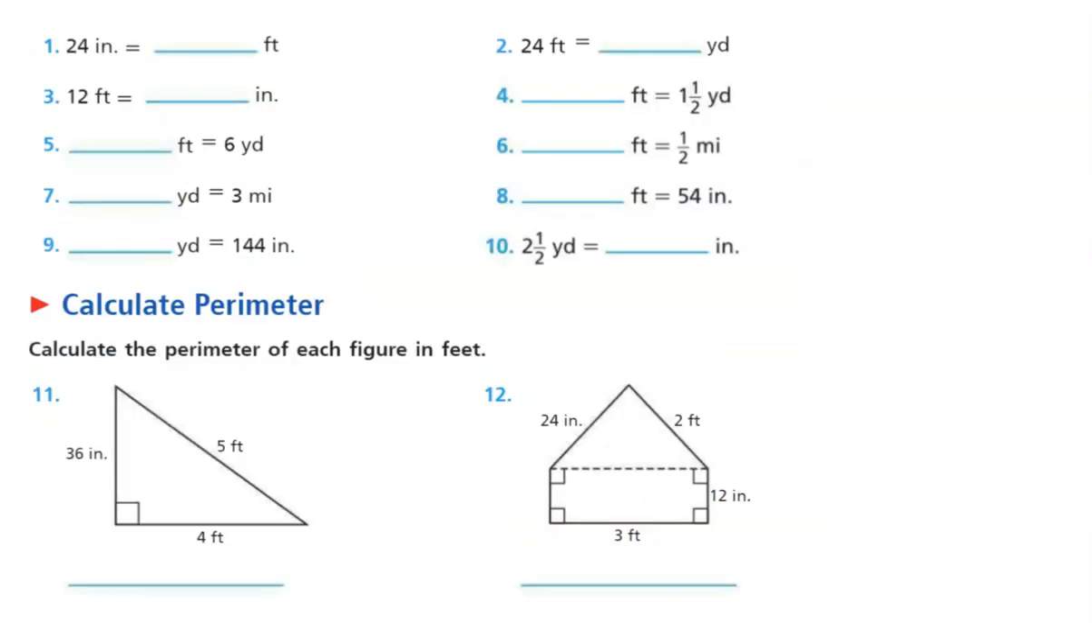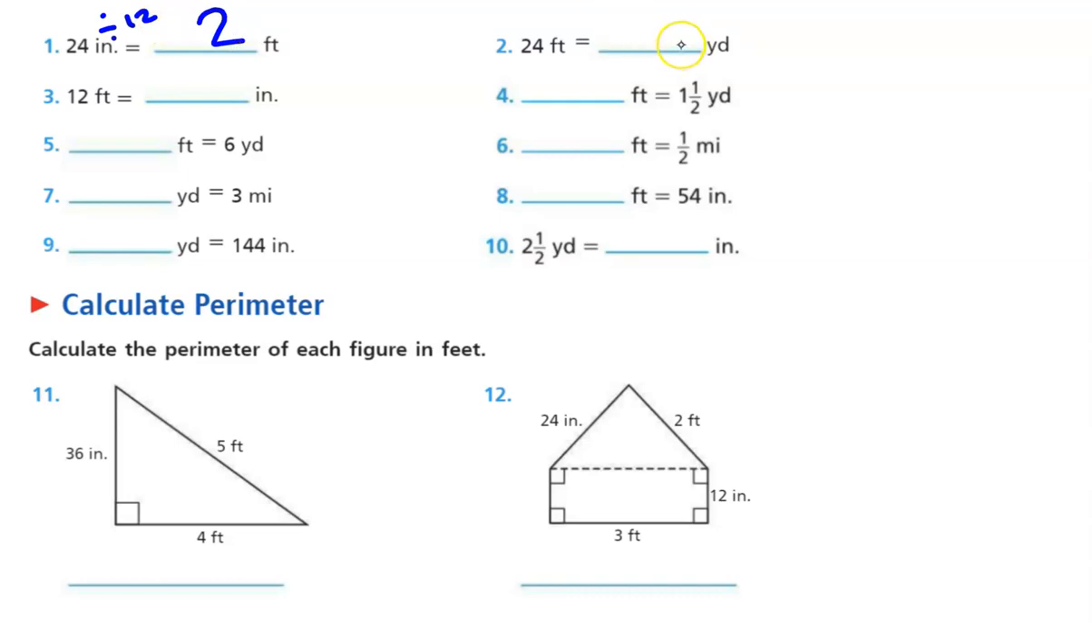So let's look at some examples here. This time on number 1, I'm going from inches to feet. So that's the example that we just did. Inches are smaller and feet are larger. So I know that this number is going to get smaller, which means I need to divide it by 12. So 24 divided by 12 would be 2 feet right there.